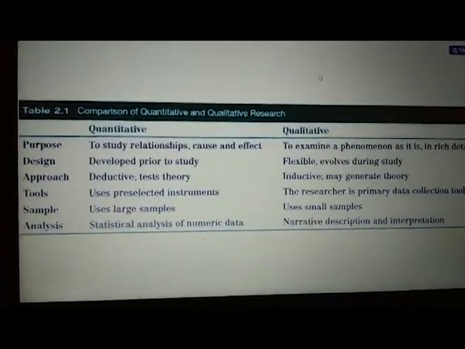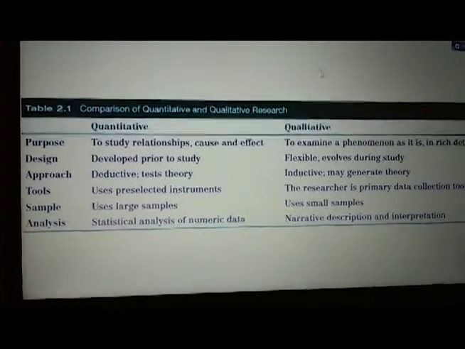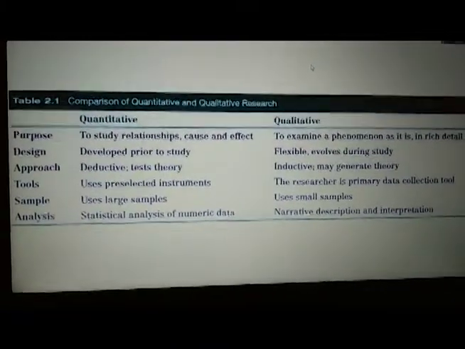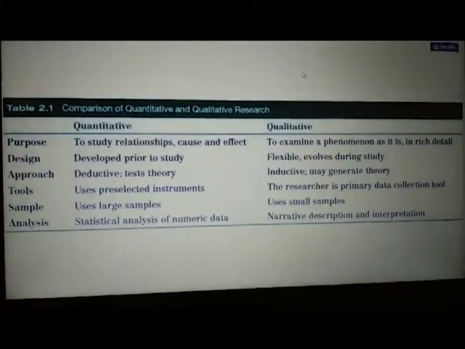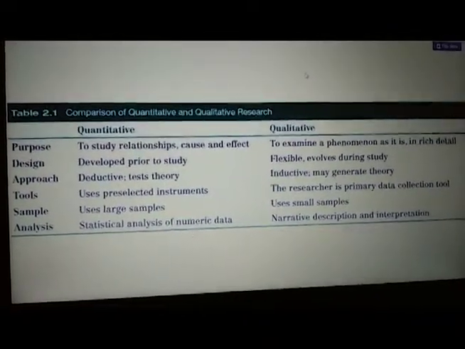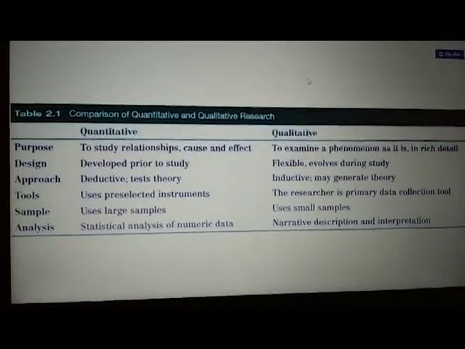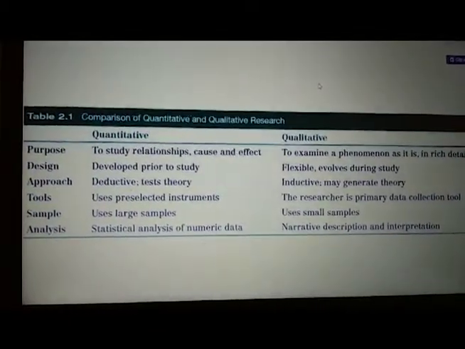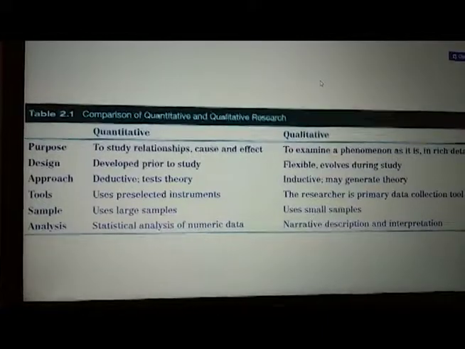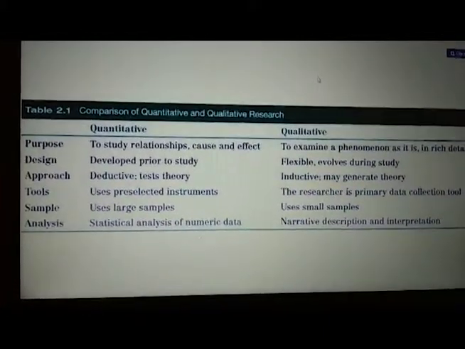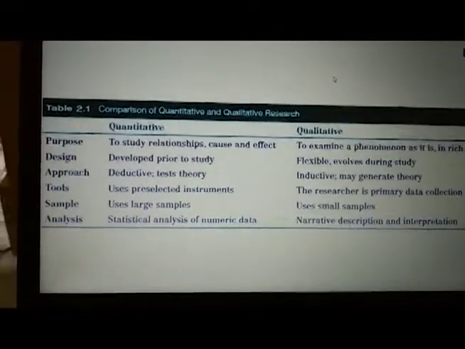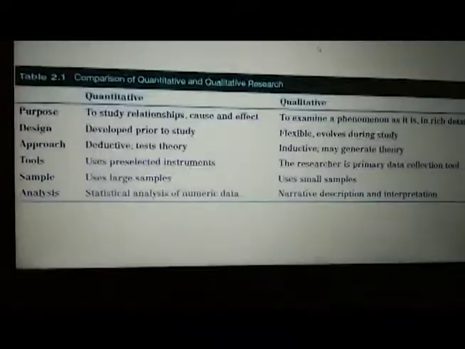For example, you are trying to do research on teachers' satisfaction, teacher satisfaction towards their teaching quality. So you're trying to examine a phenomenon. So you are trying to describe in detail the phenomenon that is taking place in the field. Okay, now that's the two most important points.